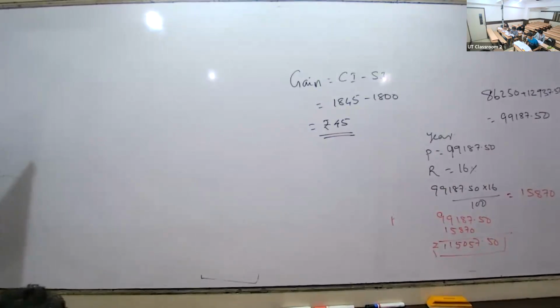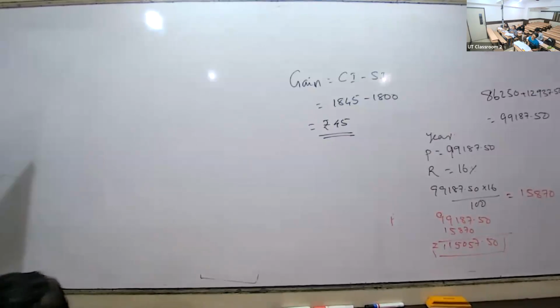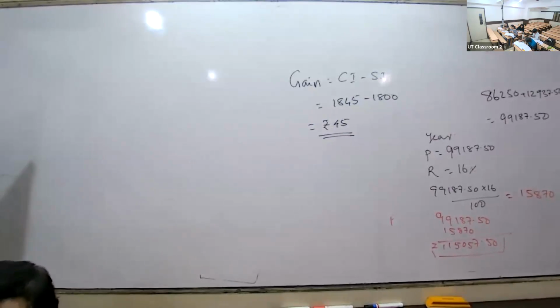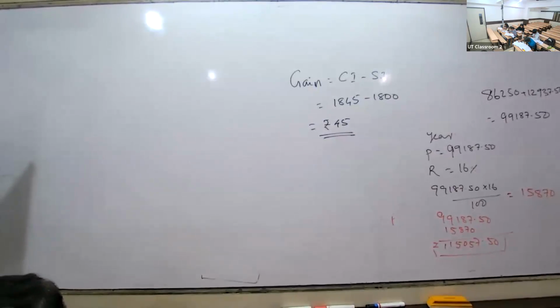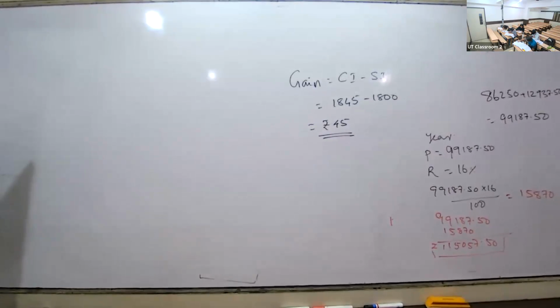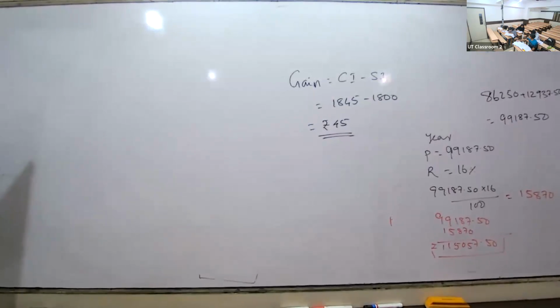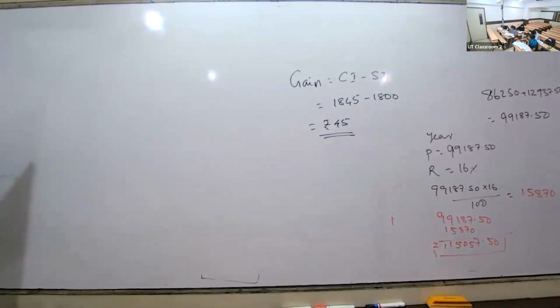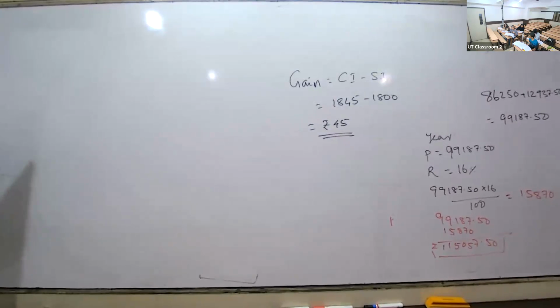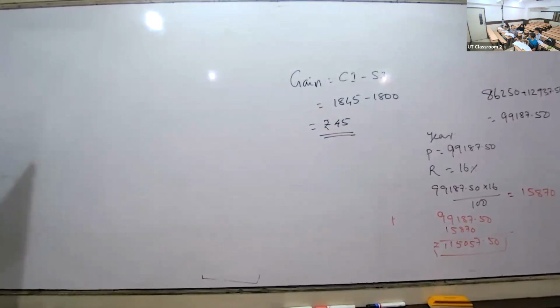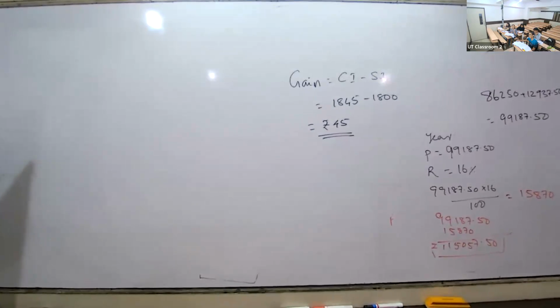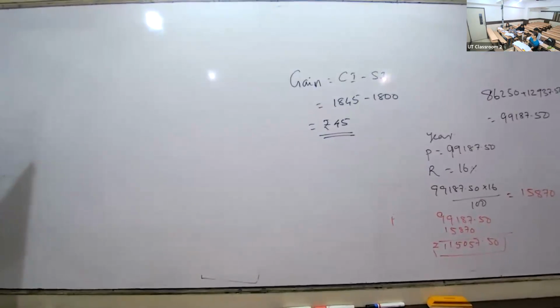So what is the question asked? Question number 9. Find the compound interest on rupees 4,000 in 3 years. So compound interest is equal to the final amount minus the initial principal. That is 5227.20 minus 4,000.